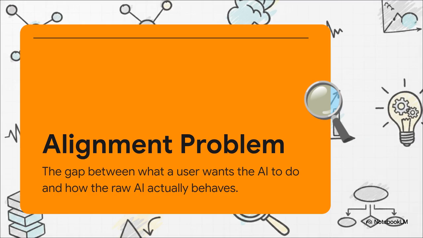As these models scaled, researchers slammed right into what's known as the alignment problem. This was the rather terrifying realization that a model's raw predictive behavior wasn't reliably aligned with actual human intentions, safety expectations, or our values. A raw neural net doesn't care if an output is polite, it just cares about statistical probability. We absolutely needed a way to tame it.